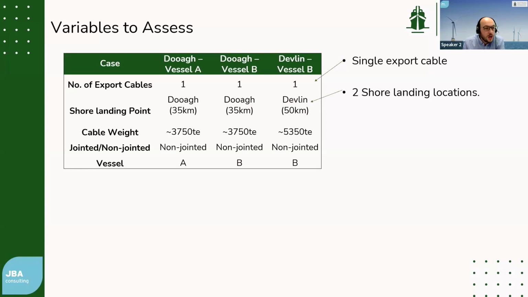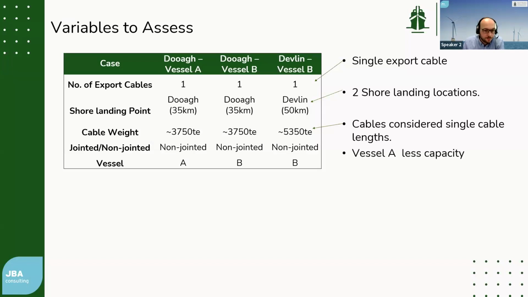Our first point to note here is that we're initially going to look at a single export cable, and we're going to look at the two shore landing locations. We've got the shore landing with the shorter route at Dua, which is 35 kilometers, and the longer cable route at Devlin. And the cables are going to be considered as single lengths, so we haven't got any jointing. And what we can see here is that, as expected, the shorter cable has a lower weight, and the longer cable from Devlin has a greater weight.